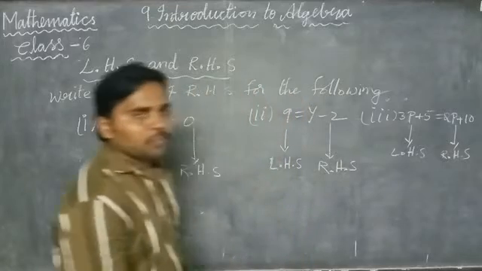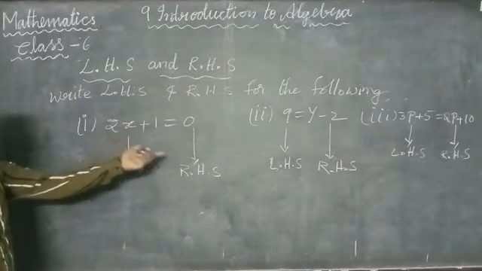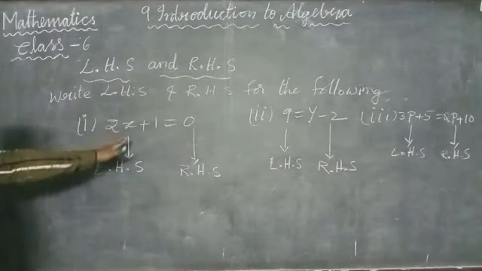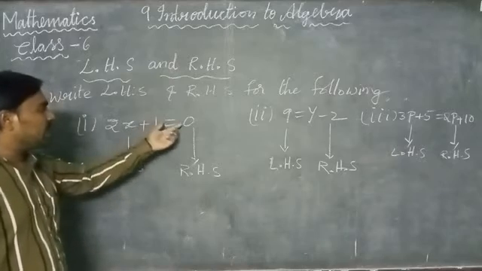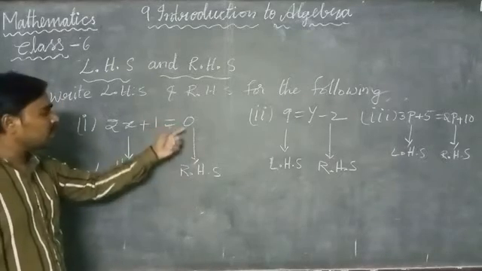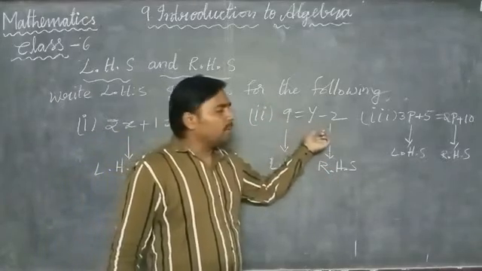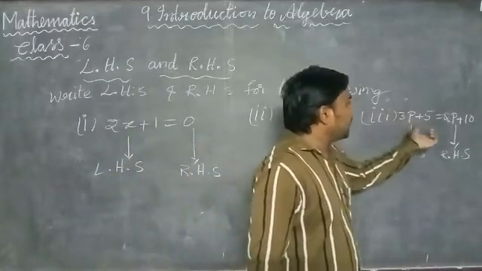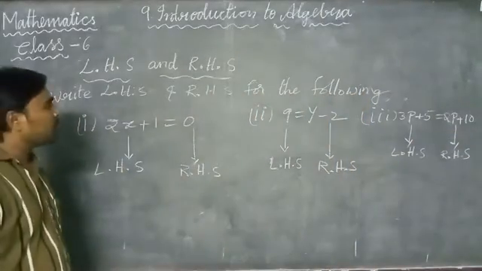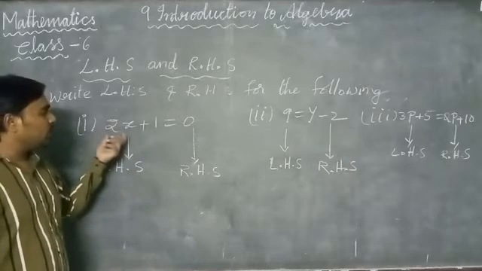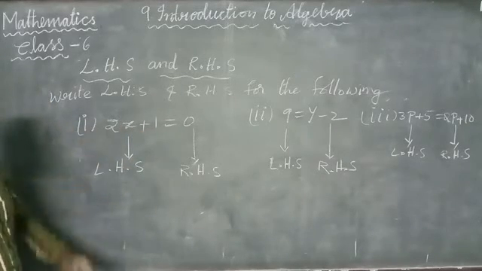In this way we have to classify and find the LHS and RHS. Here the left side term is 2x plus 1, that is why it belongs to LHS. The right side term is 0, so RHS is 0. Here LHS is 9 and RHS is y minus 2. Here LHS is 3p plus 5 and RHS is 2p plus 10. In this way we have to segregate the LHS and RHS of an equation.